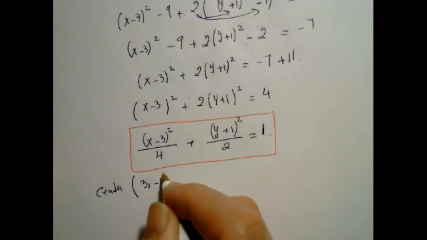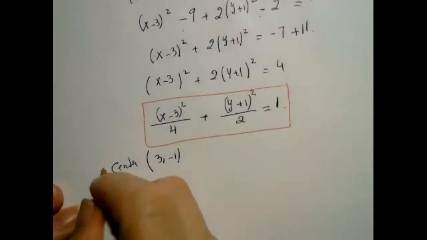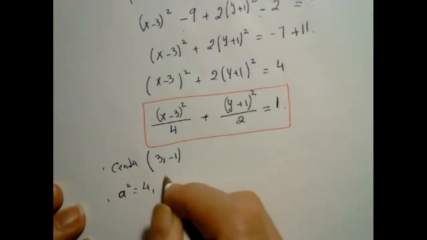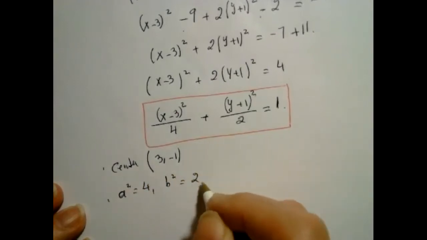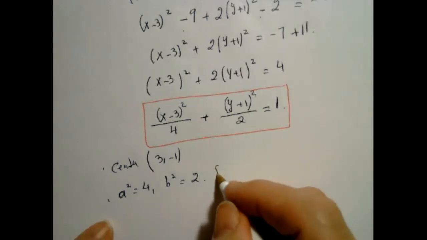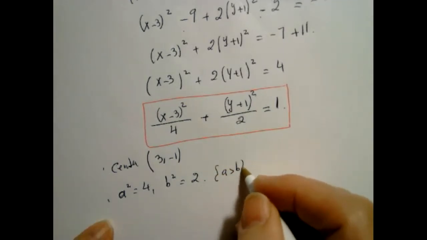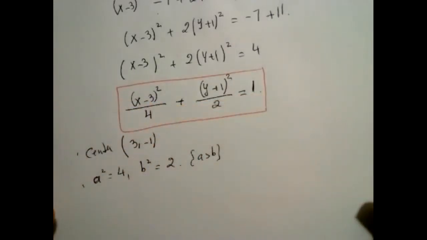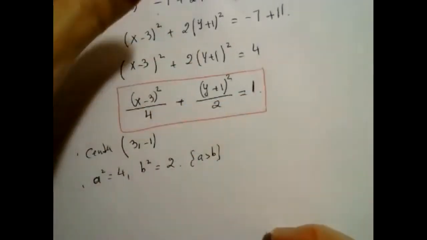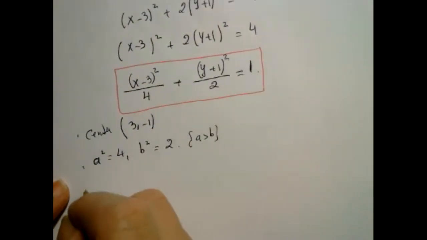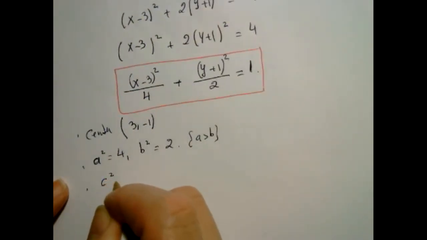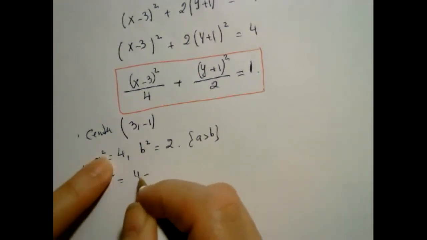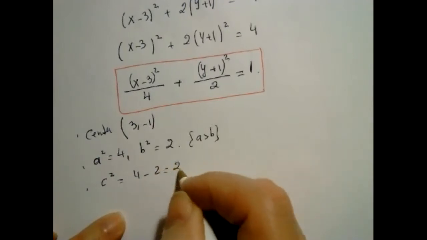3 and minus 1. Okay. Now here the a squared is 4 and the b squared is equal to 2. So a here is larger than b, so this means that my ellipse is going to be elongated horizontally, not vertically. All right. Now the foci. We need the c. So c squared is 4, the largest, minus this 2, which is equal to 2.